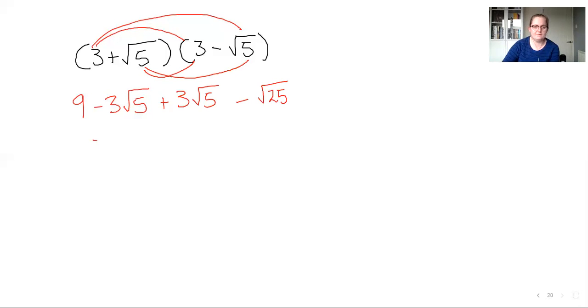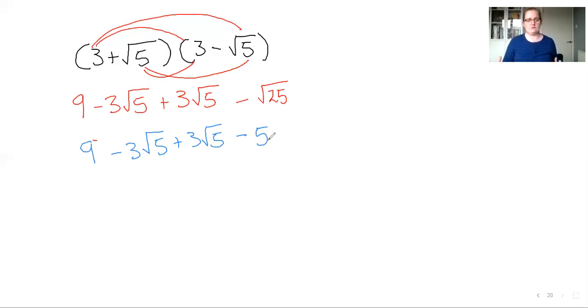Then we can look at these numbers and go, okay, can we simplify these more? Yes. Can't actually do anything with 9, so let's leave 9 as it is. I don't want to change negative 3 root 5 and 3 root 5 because they're going to be quite nice to add together because they have the same base numbers. Can't simplify them anyway. But can we simplify root 25? Yes, we can simplify that down to 5.